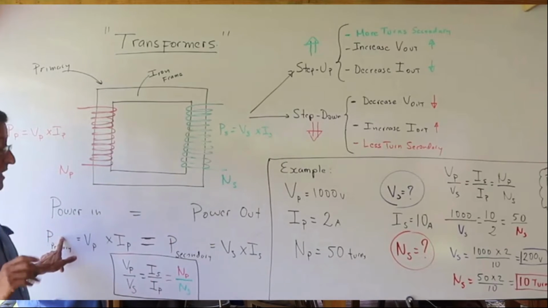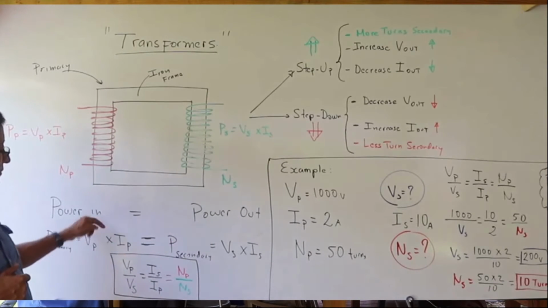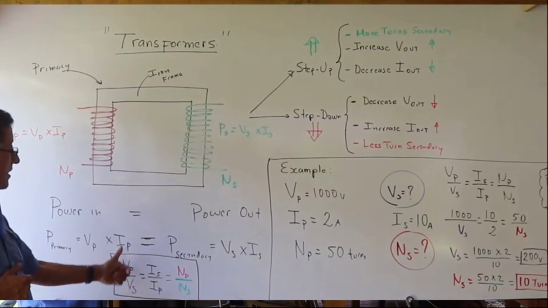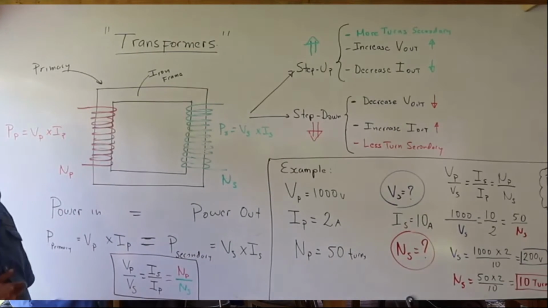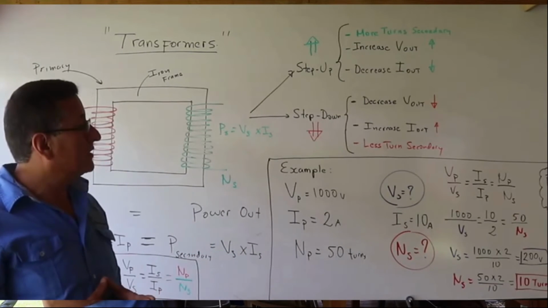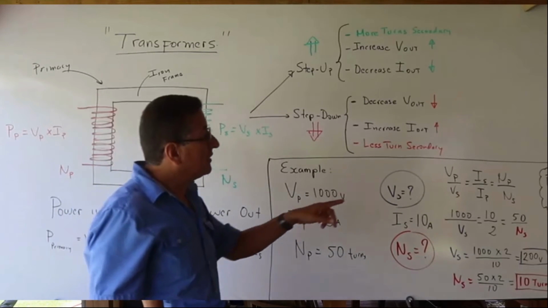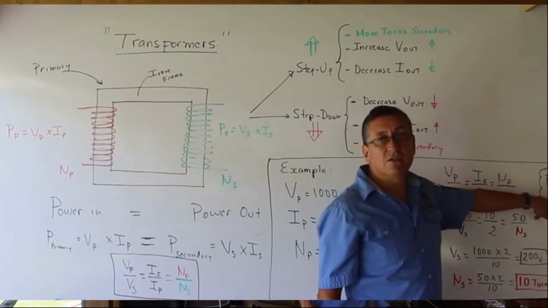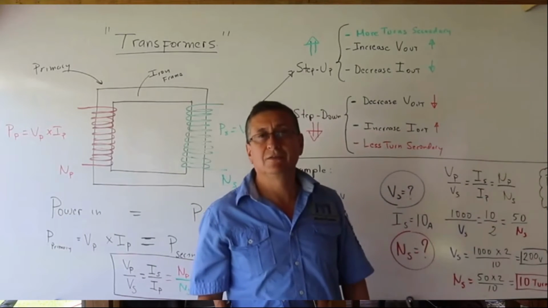the power is constant. If I increase the voltage, the intensity decreases. If I increase the intensity, the voltage decreases. This is basically the theory related with transformers. You can find that information on page 237 of our electrical book.